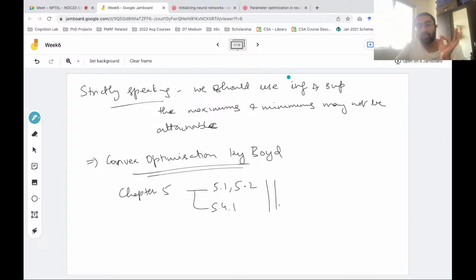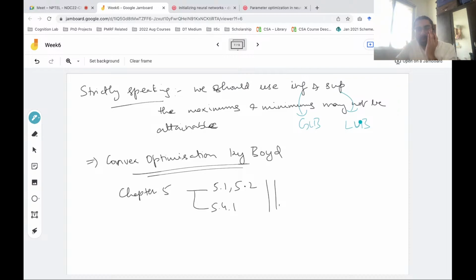Now, actually speaking, we should use this idea of inf and sup, because in case the maximum is not attainable, we should use the word sup. Sup is basically the supremum, and inf the infimum. The least upper bound is the supremum, and the greatest lower bound is the infimum.